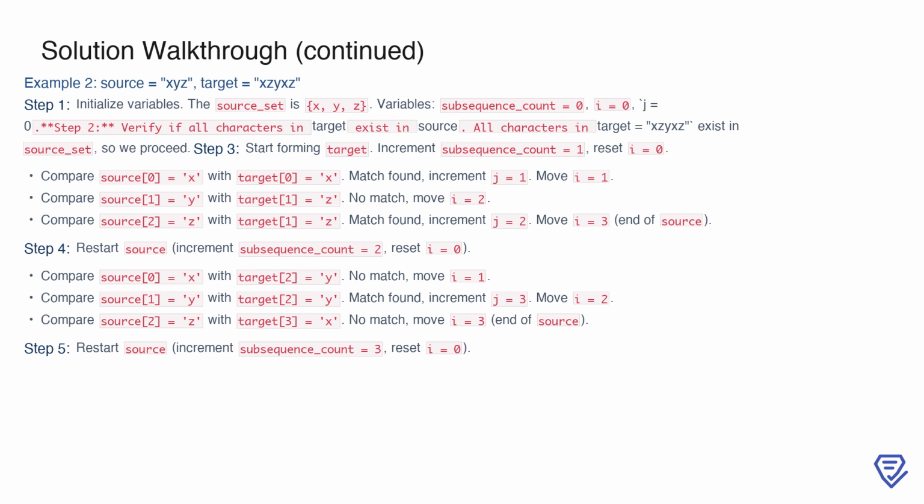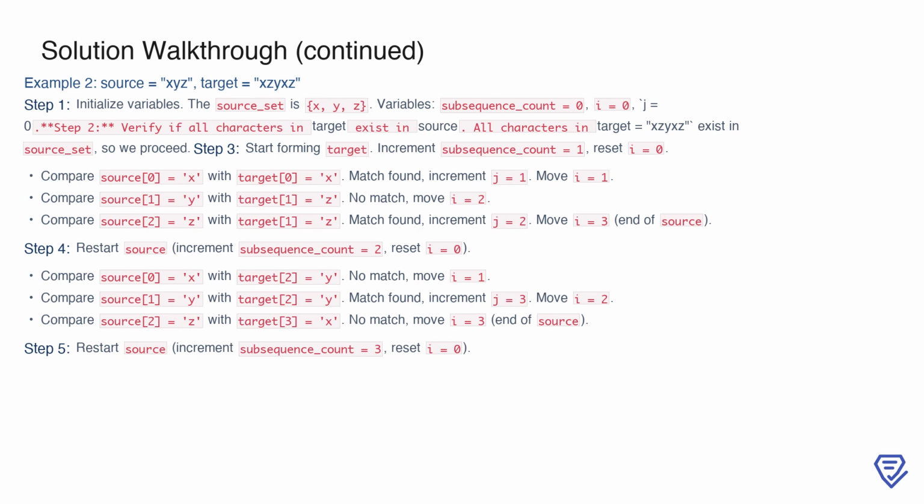At this point, we restart the source by incrementing subsequence_count to 2 and resetting i to 0. Now, source[0] equals x is compared with target[2] equals y, but there's no match, so we move i to 1. Then, source[1] equals y matches target[2] equals y, so we increment j to 3 and move i to 2. However, when source[2] equals z is compared with target[3] equals x, there's no match, so we reach the end of the source again.